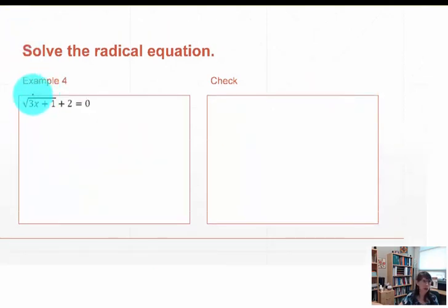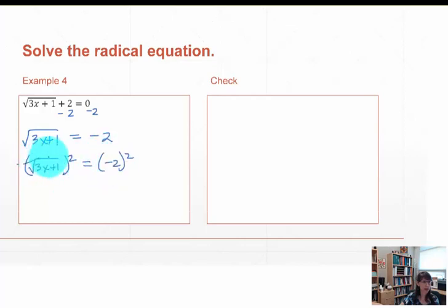In example 4, we have square root of 3x plus 1, added to 2, equals 0. So we must isolate the radical. We'll do that by subtracting 2. Here we have square root of 3x plus 1 equals negative 2. Next, we'll square both sides of the equation. So we are releasing the terms from the radical.